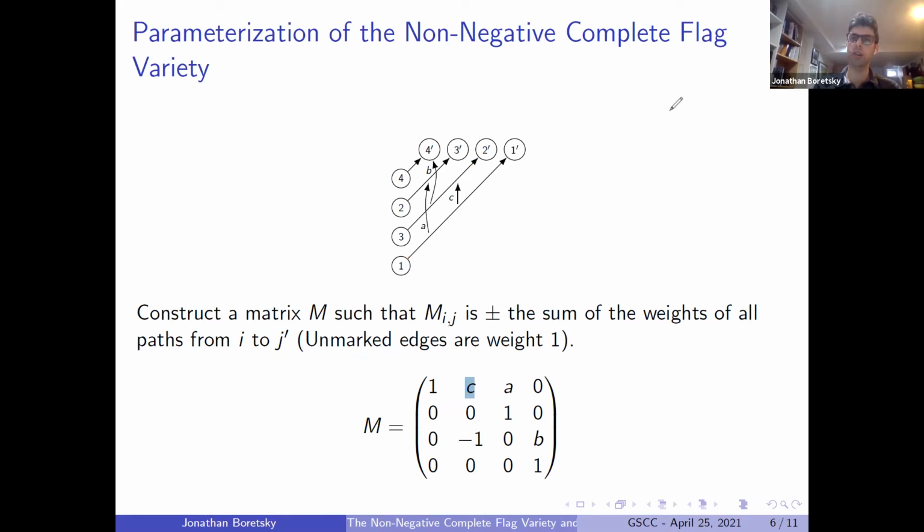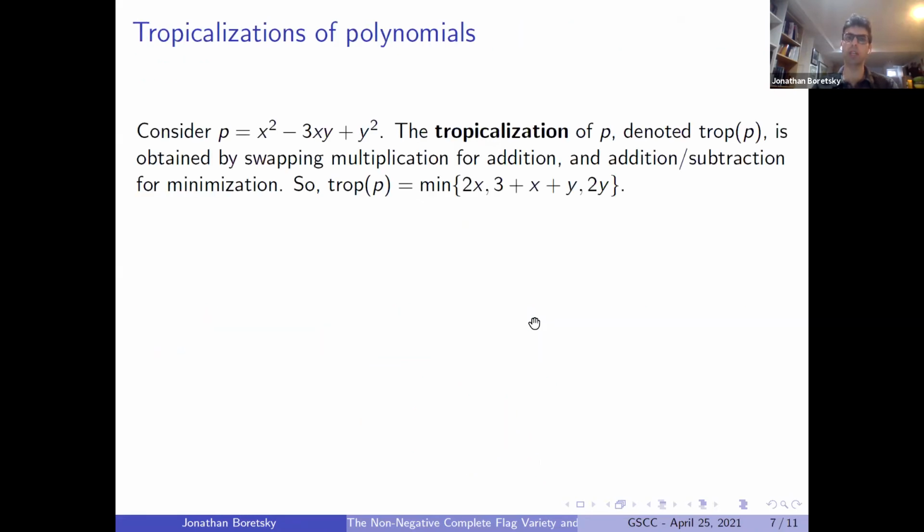For the entry 3, 2, there's only one path from 3 to 2 prime. It's a diagonal path, so it doesn't use any vertical edges. So there are no weights, so it's just 1, but I put a minus because I need that to make everything positive. There's obviously an algorithmic way to do that, but that's another detail which I don't think is all that interesting here. Okay, but now I want to change stories to tropicalization.